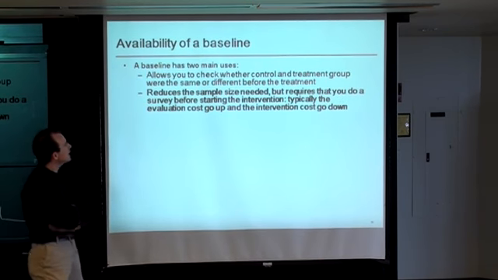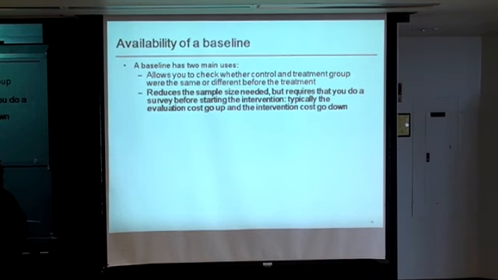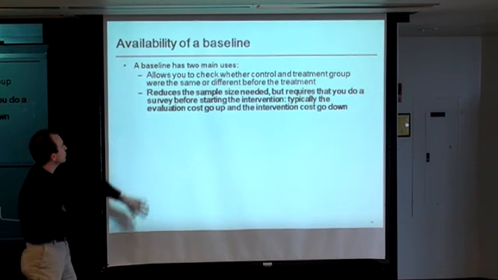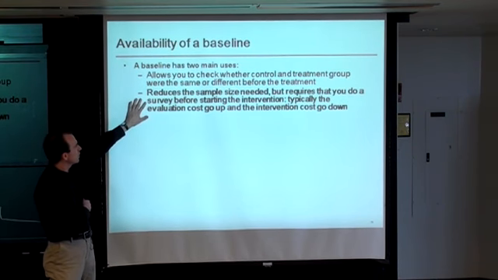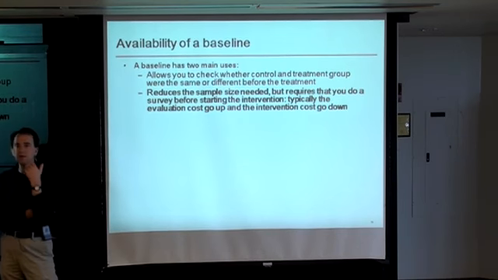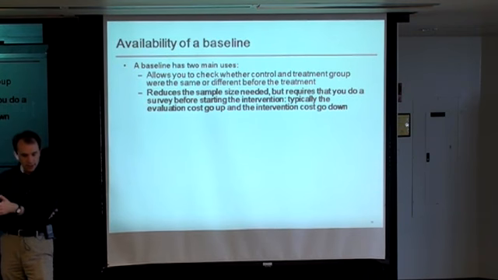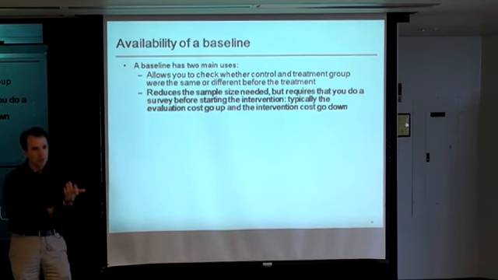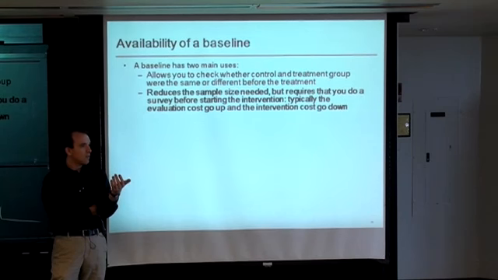And the other thing is the baseline can actually help reduce the survey size needed, but it requires that you do a survey before you start the intervention, right? The reason it can reduce your sample size is that now, instead of just looking at, say, test scores across kids, I can look at the change in test scores from before versus after the experiment started.